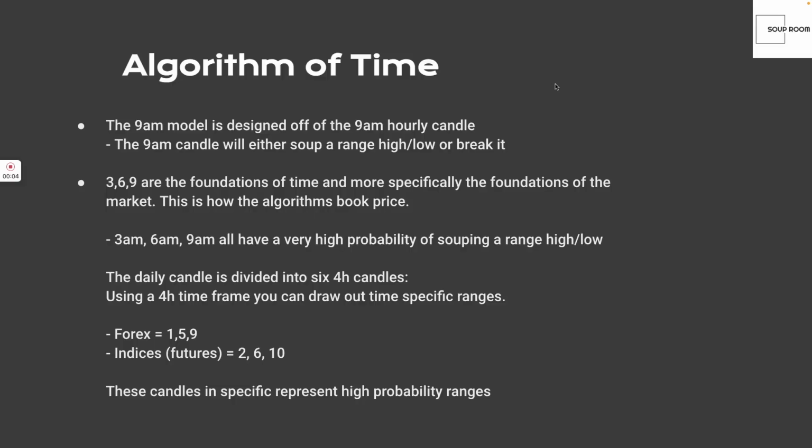The algorithm of time. So, why do we choose the 8 a.m. candle's range? Why the 8 a.m. candle high and low? The simple reason is because the entire 9 a.m. CR model is designed off of the 9 a.m. hourly candle. The 9 a.m. candle will either soup the 8 a.m. candle's high or low or break it. Very important. Very, very important.